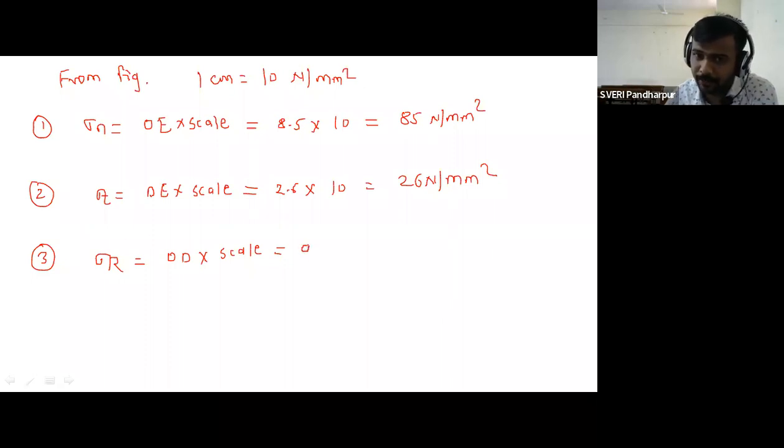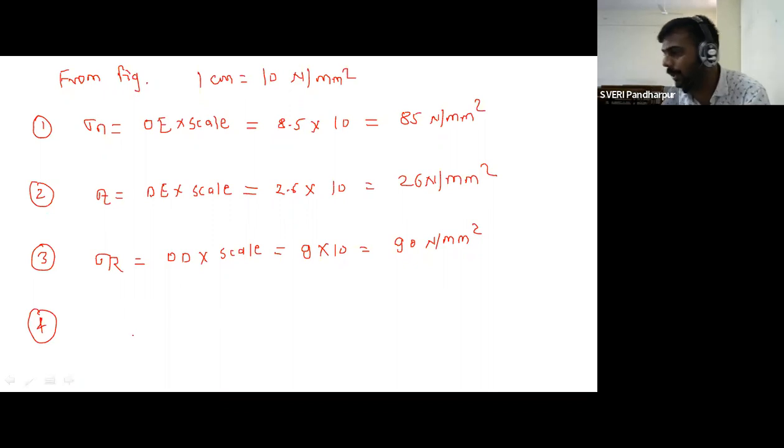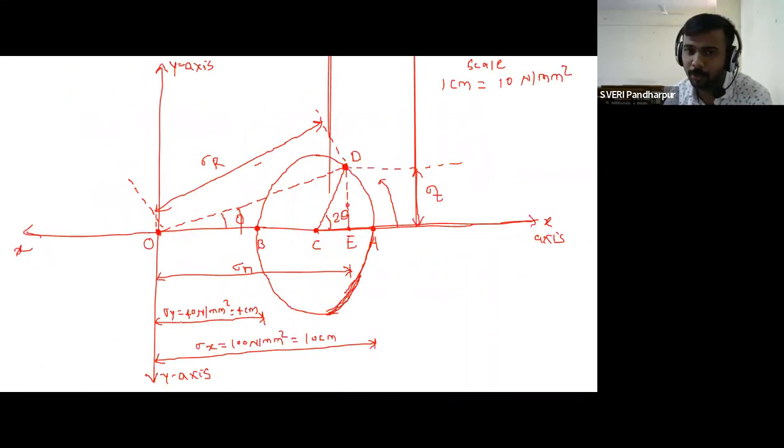I will take 9. So 9 into 10 is equal to 90 Newton per mm square. And the fourth one, what is our fourth one? Phi is equal to, which angle we have to measure? Angle DO. कुठला जरी पॉइंट घेतला तर चालते बघा. E च्या अगोदर पॉइंट B पण आहे, C पण आहे, A पण आहे. We'll take E, angle DOE.